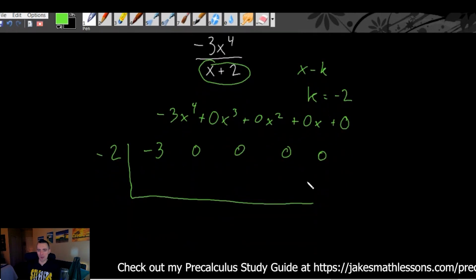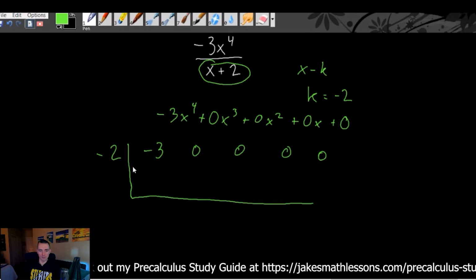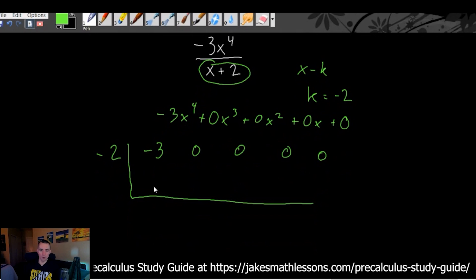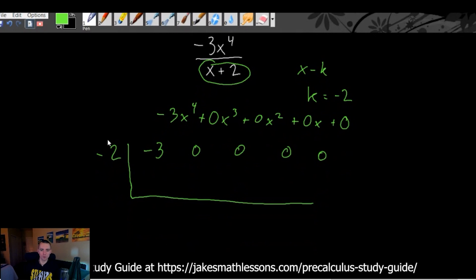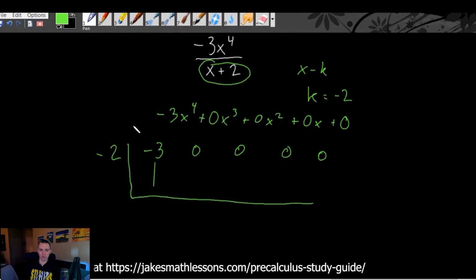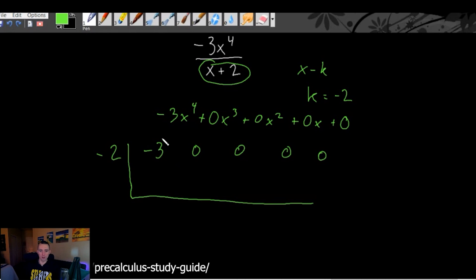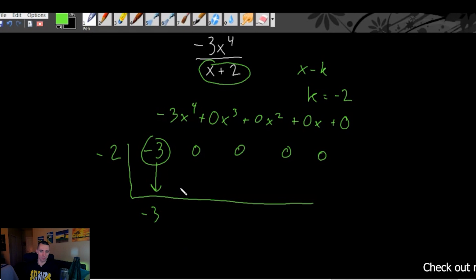And then we can start by going through the synthetic division process. Okay, sorry about that. So we're always going to just start by carrying our first term down. So negative 3 is going to be written right here. Okay, then we go diagonal. Diagonal is always going to be multiplication. So we're going to go negative 3 times negative 2.